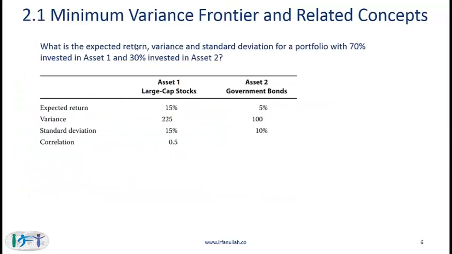All right. Minimum variance frontier and related concepts. I'll start this little segment by giving you a small question to do, and this will check how well you remember your Level 1 material. You are constructing a portfolio with 2 assets. These are actually asset classes. So asset class 1 is large cap stocks, asset class 2 is government bonds. You are given the expected return, the variance, the correlation. What is the expected return of the portfolio and what is the variance of the portfolio given these weights? 70% in asset 1 and 30% of your money in asset 2.